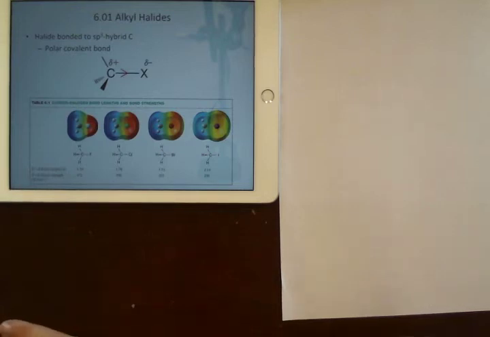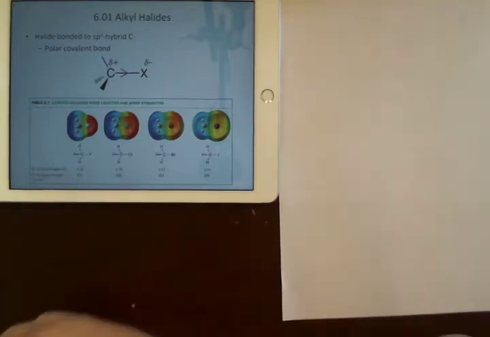Hello. So this is going to be moving on to chapter 6, alkyl halides, and specifically we're going to be talking about the substitution reactions. There's actually two different types of mechanisms. We're going to call them SN1 and SN2.